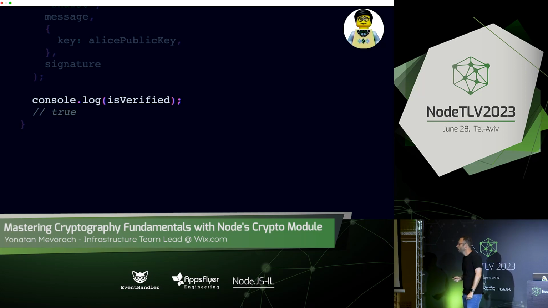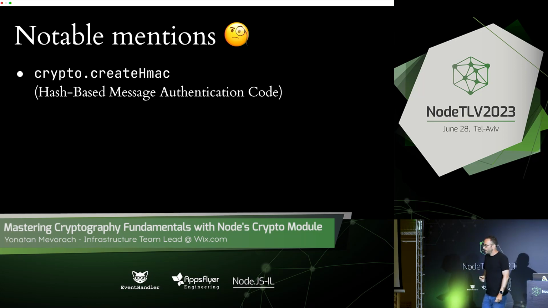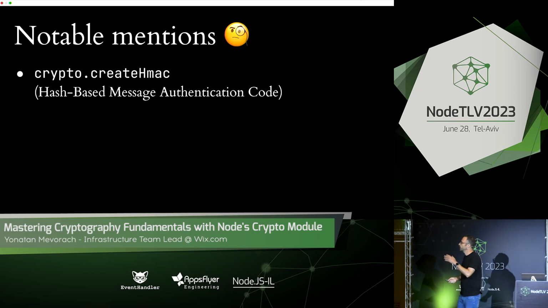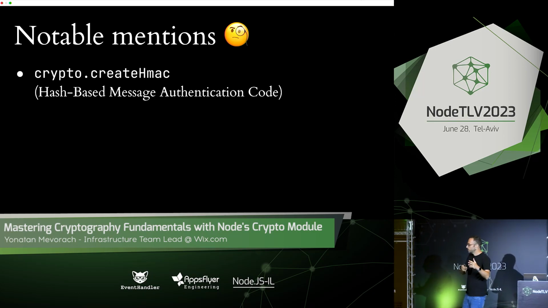Other notable mentions here, we have something called a hash-based message authentication code, or HMAC for short. This is another type of solution to authenticating and making sure that some party was involved in the input that you get, but more in the world of symmetrical encryption. You can read more about it in the docs, of course.